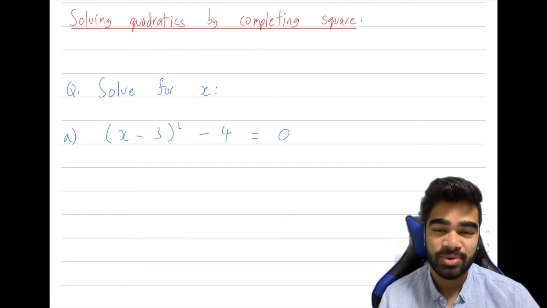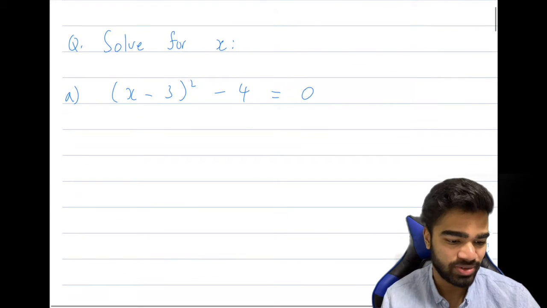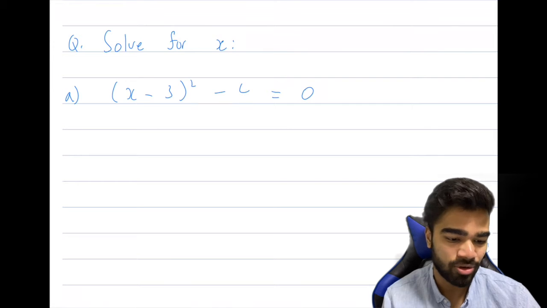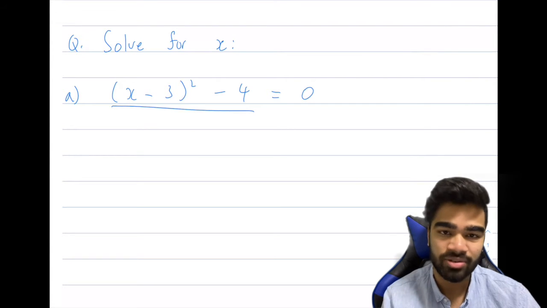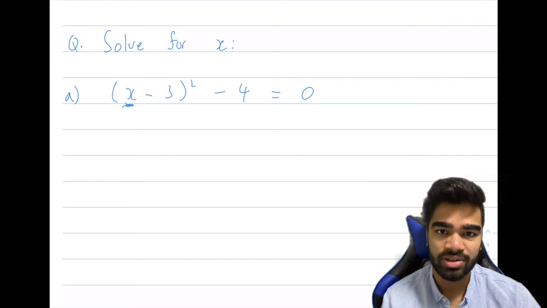Alright, in this lesson, we're going to learn how to solve quadratics by completing the square. So last lesson, we learned how to complete the square. We're going to use that to solve some quadratics. So let's do this question first. So you can see it's in completed square form. It's already been done for us. Now, this time they're making it equal to 0 and pretty much asking us to solve for x.